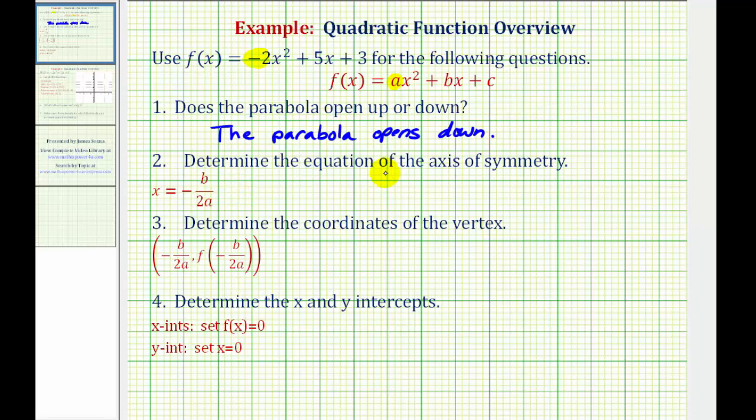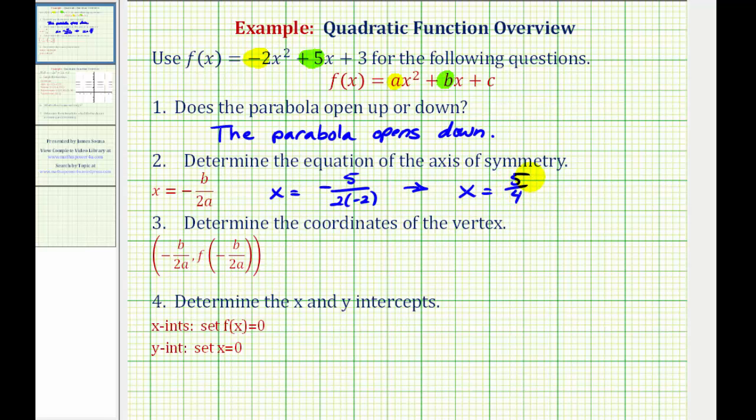Next, we're asked to determine the equation of the axis of symmetry. For this, we use the equation x equals negative b divided by 2a. Again, a is equal to negative 2, and b is equal to positive 5. So our equation will be x equals negative b divided by 2a. Well, b is equal to 5, and a is equal to negative 2, so we have 2 times negative 2. So here we have negative 5 divided by negative 4, which will be positive 5/4. So the equation of the axis of symmetry is x equals 5/4.